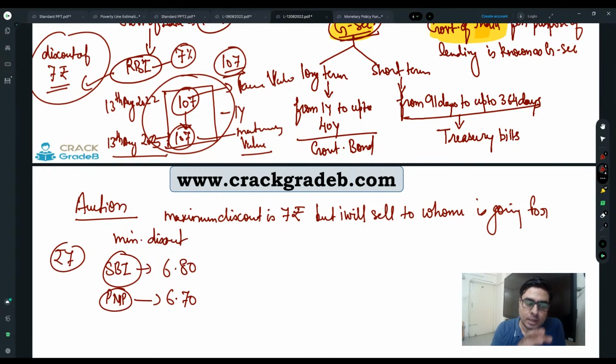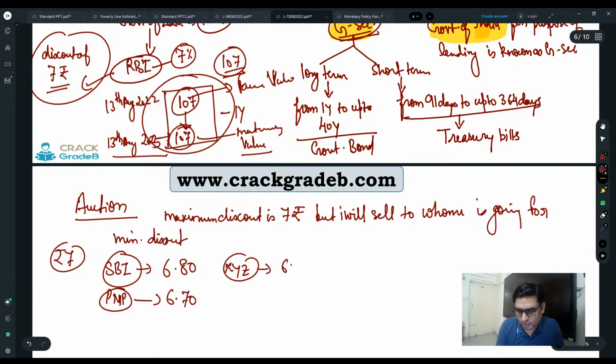So the auction is held in such a manner that banks bid for it. 6.80, 6.70, somebody offers 6.40. Suppose XYZ bank is okay with 6.40. The lowest bid went for 6.40. So RBI says okay, the lowest bid is 6.40, and sold. If it is sold at a discount of 6.40, how much money has RBI received? RBI has received 100 rupees and 60 paise.